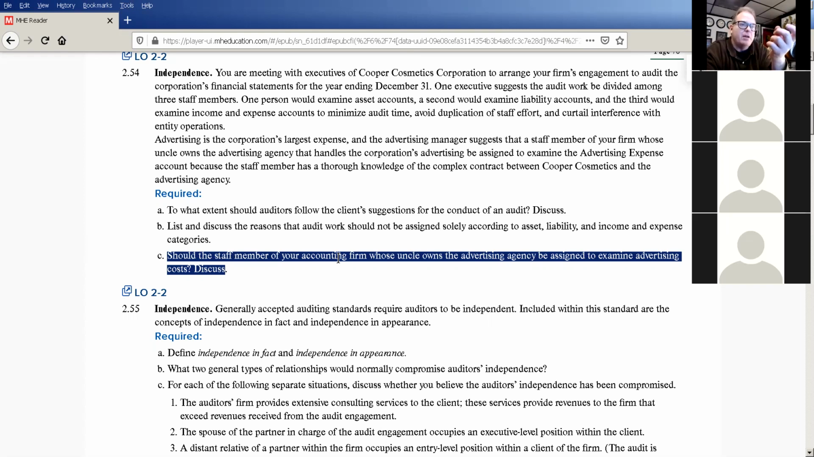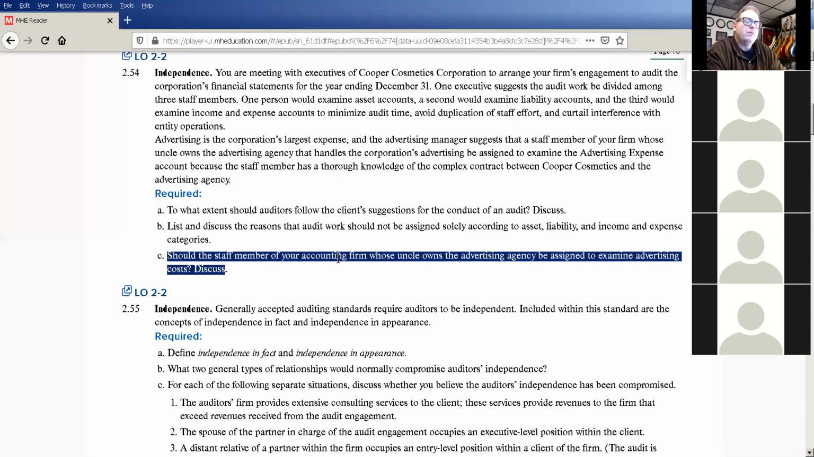So maybe in fact they're independent, but there could also be the problem that it doesn't appear to be independent. You don't want it to come out in court that this guy audited his uncle's company. It would have the appearance of not being independent, even though it may be, maybe he may not even like his uncle. Who knows. So you do not want to have those kinds of relationships interfere with the audit. And again, even if in fact it's independent, it certainly could have the appearance of not being independent.